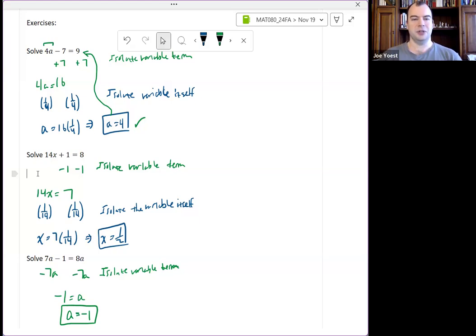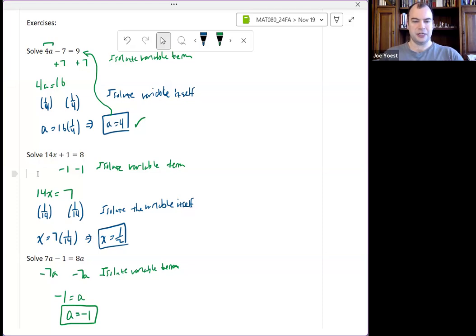And now I want to isolate the variable itself. The x has a 14 multiplied against it. I want to multiply by the multiplicative inverse of that coefficient 14. I multiply by 1 over 14 on both sides. 14 times x times 1/14 is 1 times x, or just x. And on the right-hand side, 7 times 1/14, well, that's 7 over 14. I can divide out the factor of 7 on the top and the bottom, giving me x equals 1/2. So I've now isolated the variable; x equals 1/2 is my solution.